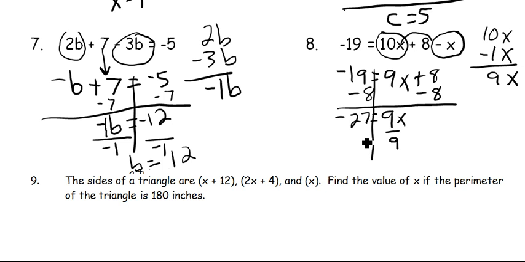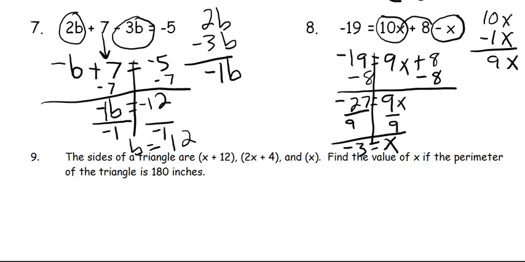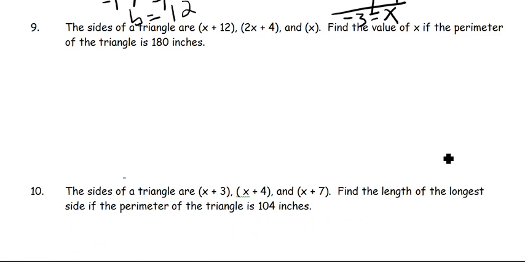Divide by the coefficient of x. Negative 27 divided by 9 is negative 3. So we know that x equals negative 3. All right, now here's a word problem. Sometimes it helps to draw a picture. So let's go ahead and we're going to draw a picture.